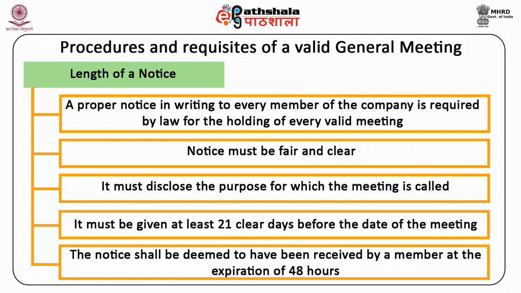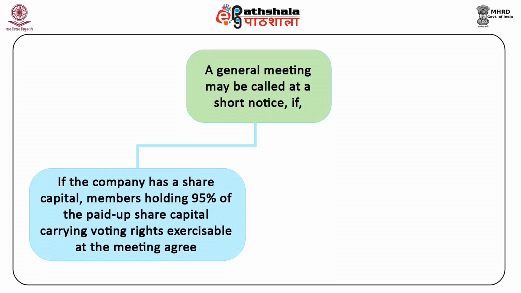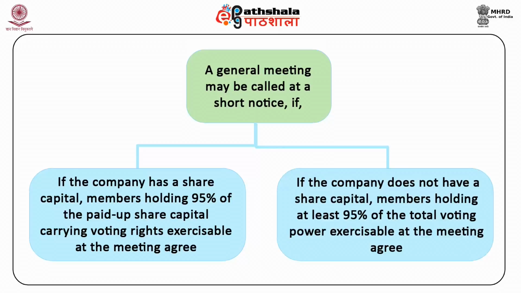The notice shall be deemed to have been received by a member at the expiration of 48 hours from the time of posting. A general meeting may be called at a short notice if: A. If the company has a share capital, members holding 95% of the paid-up share capital carrying voting rights exercisable at the meeting agree. B. If the company does not have a share capital, members holding at least 95% of the total voting power exercisable at the meeting agree. The consent of the members for shorter notice may be obtained either in writing or through electronic mode at the meeting or before the meeting.